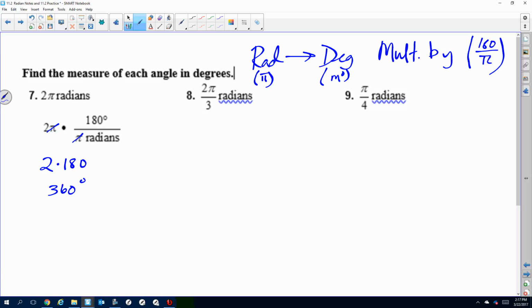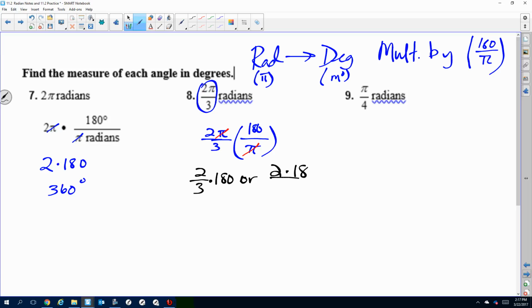So which part is the radian part? Is the part with the pi. So we take that 2 pi over 3. We multiply it by the 180 over pi. Again, the pi's will cancel out. This is going to leave me with 2/3 times 180, or I can say 2 times 180, what's on top gets multiplied together, over 3. And that reduces to 120 degrees. So make sure we get the last one done.